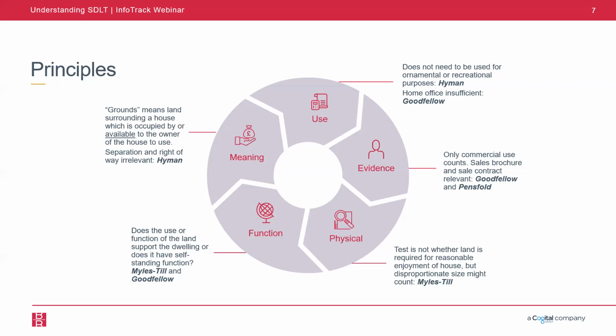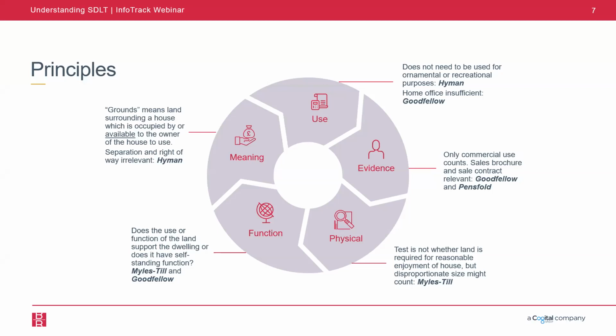Probably a really important case is Miles Till, and there the tribunal confirmed that there wasn't a limitation on size as there is for principal private residence relief for capital gains tax. And so therefore it's not right to say that land which is demonstrably not needed for the reasonable enjoyment of the house therefore fell outside the meaning of grounds. But the tribunal indicated that in some cases an extensive part of land relative to the dwelling might be determinative or relevant to determining whether the land was grounds. So disproportionate size might count. But as you can see in Miles Till, the land in question there was 27 acres, and that wasn't felt to be disproportionate.